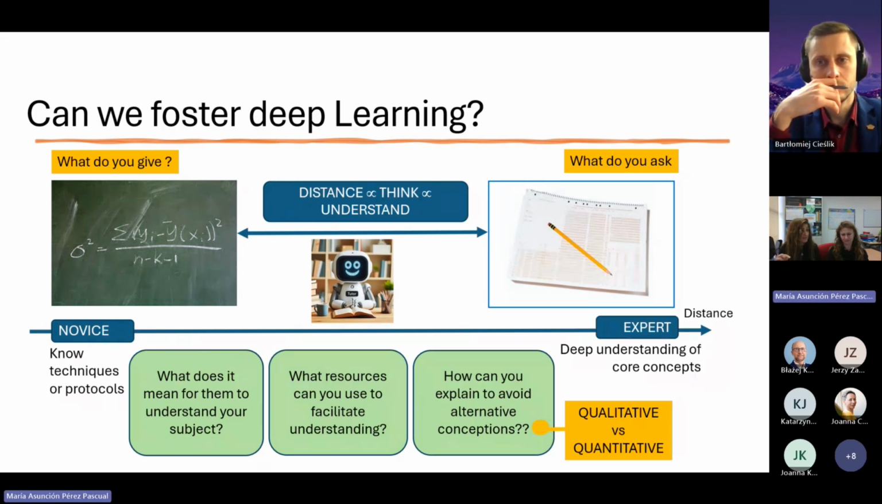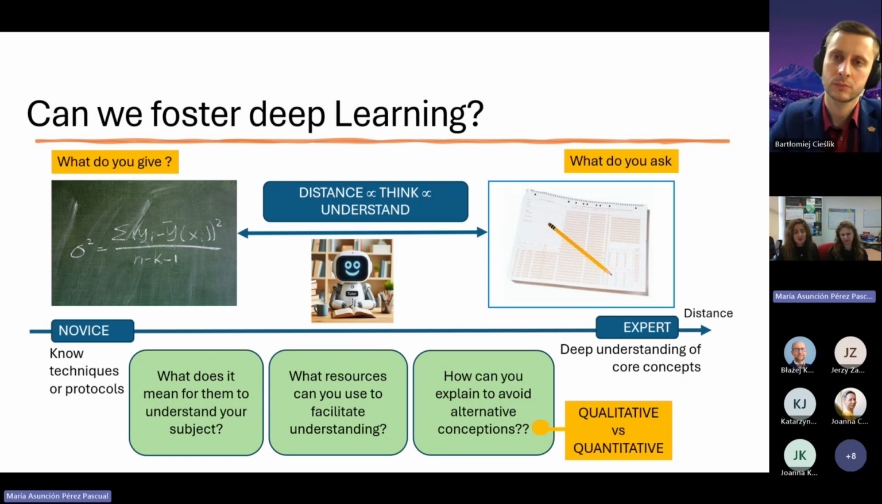And very difficult questions to answer even for us as experts. What does it mean to understand our subject? Or which type of resources can I use to facilitate this understanding? Here, artificial intelligence can help us a lot. Or even how can we explain our subject to avoid the alternative conceptions of our students?